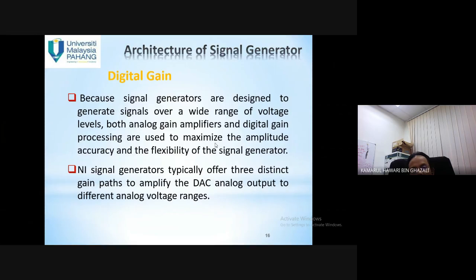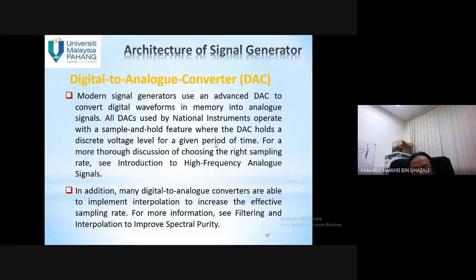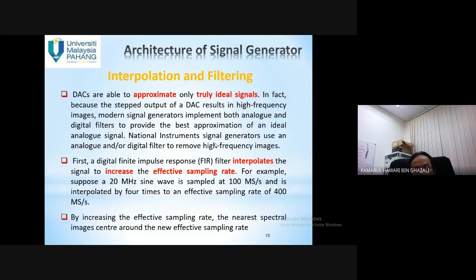Next is digital gain. Because signal generators are designed to generate signals over a wide range of voltage levels, both analog gain amplifiers and digital gain processing are used to maximize the amplitude accuracy and the flexibility of the signal generator. Then the DAC. This DAC is a digital to analog converter, because you want to generate a signal.